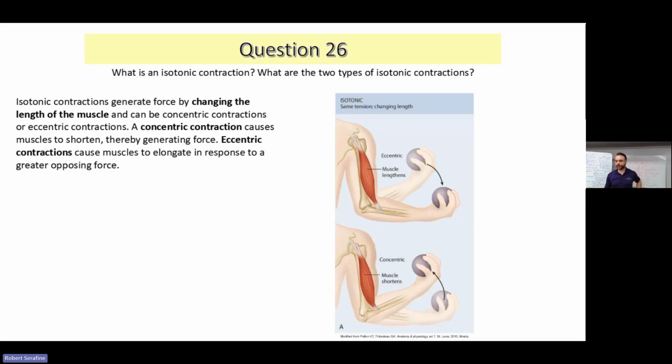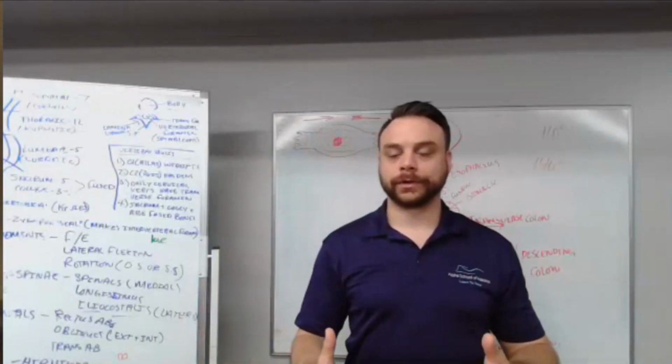Right now we're looking at the isotonic contractions. So what exactly is an isotonic contraction? An isotonic contraction is when a muscle is contracting and the length of the muscle is changing. That is the specific definition: the muscle is generating force and the length of the muscle is changing. If a muscle is changing lengths, it can change in one of two directions. We can either get shorter, or we can get longer.